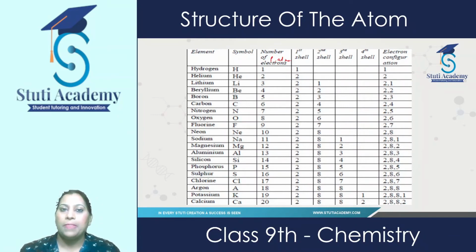They are all the same. This is the first shell. We can write K, L, M, N, and this is their electronic configuration. How can we write this electronic configuration? For example, magnesium, the number of electrons is 12, so 2, 8, 2. This is okay.